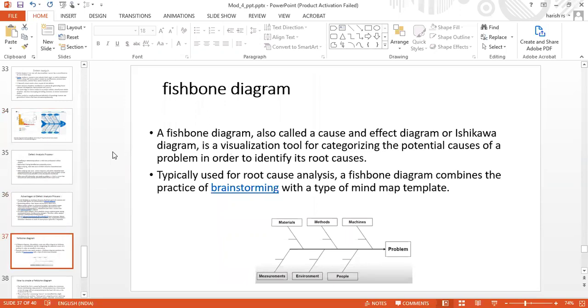A fishbone technique is also called a cause and effect diagram. It is a visualization tool that characterizes the potential causes of a problem. That means we are going to identify the root cause of the particular problem. Who is the root cause of the problem? What happened? To see that, just look here: this is the backbone. This is the problem. The line drawn in the center is the center bone of the fish.